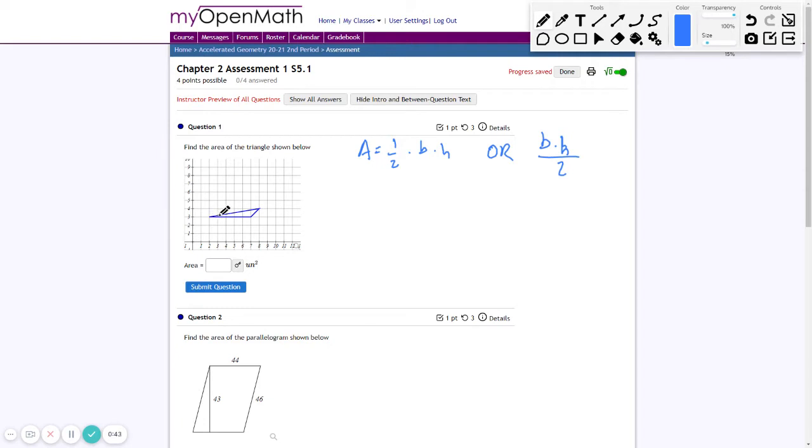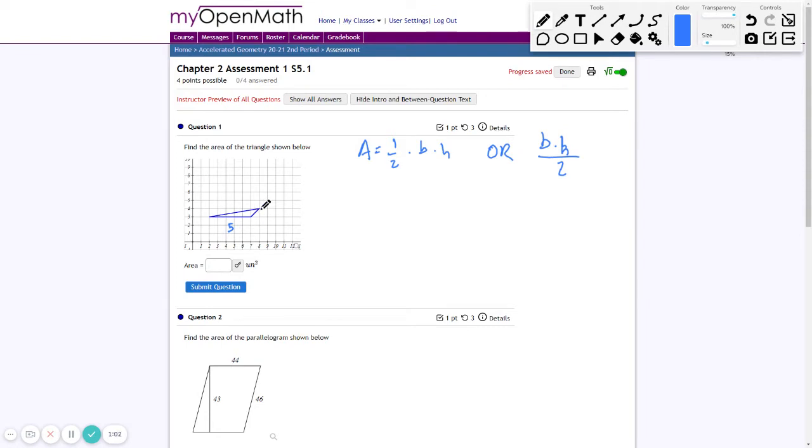So base starts at 2 and it goes to 7. So that means it goes 1, 2, 3, 4, 5. So my base of this triangle is 5. But what's my height? Well, here's the thing. It's slanted. But if you remember from some of the work you did during class, it doesn't matter if it's slanted or not.